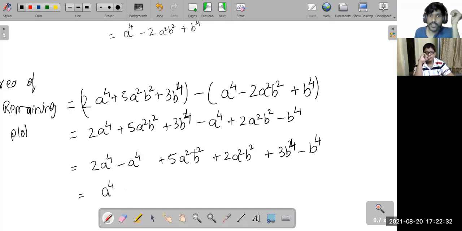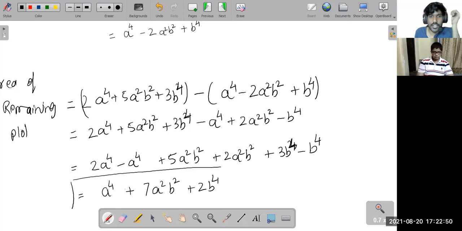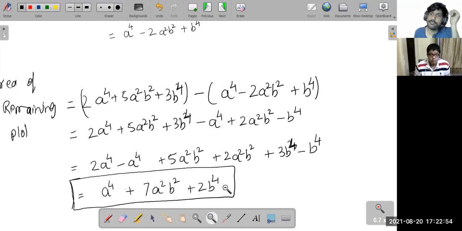And next, 5a square b square plus 2a square b square will become 7a square b square. And last term, this is 4, not 2. 2b raised to 4. So this is our required answer. Understood?